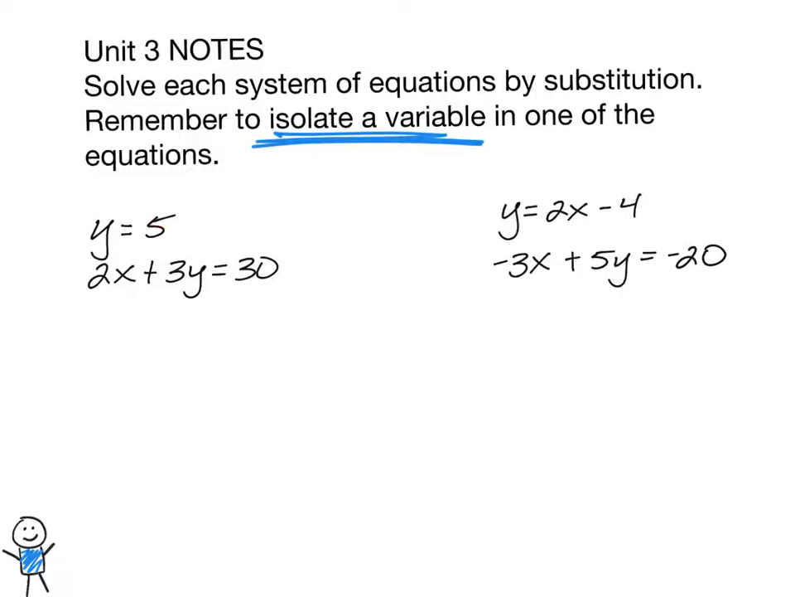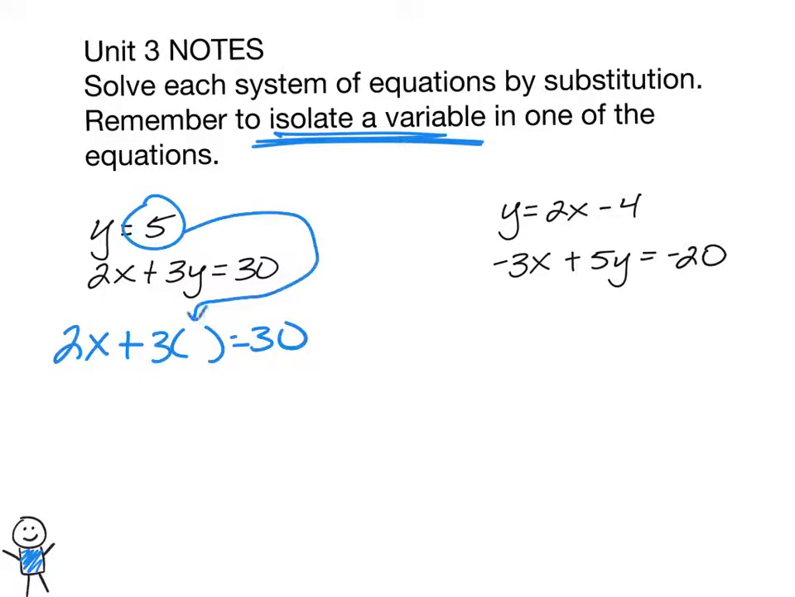In this first example on the left, we already have one. It says y is equal to 5. So what I'm going to do now is rewrite the second equation, except put a parentheses where there is a y, and in place of that y, I am going to substitute what y equals, and that is a 5. This allows me to solve for my x value.